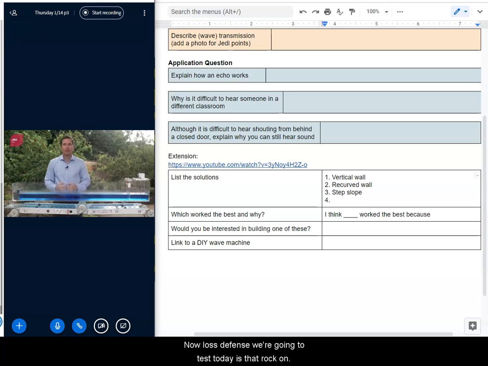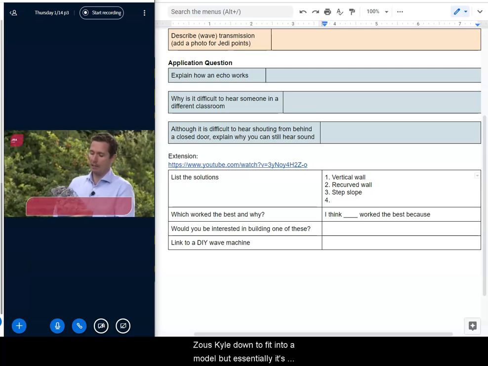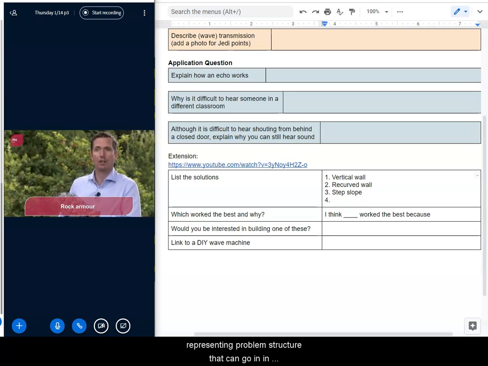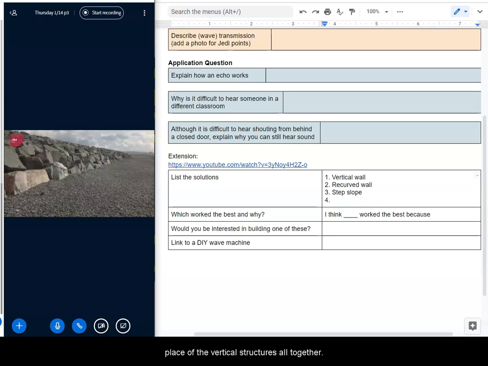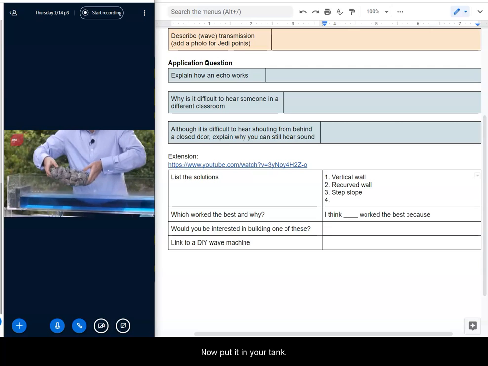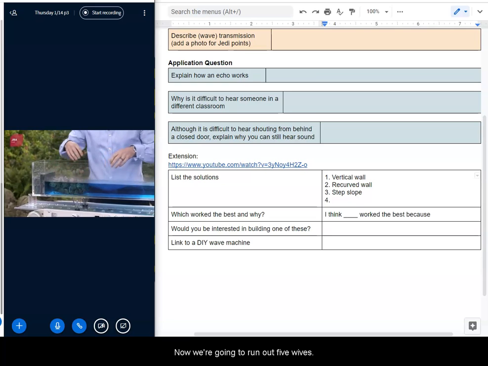Now our last defence we're going to test today is our rock armour. This is all scaled down to fit into our model, but essentially it's representing a rubble mound structure that can go in place of the vertical structures altogether. Now we'll put it in our tank. Now we're going to run our 5 waves.